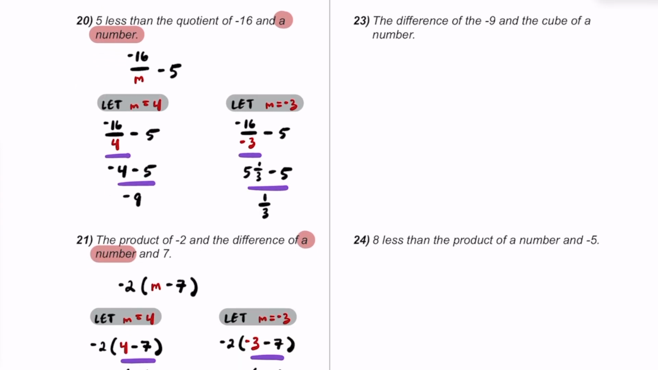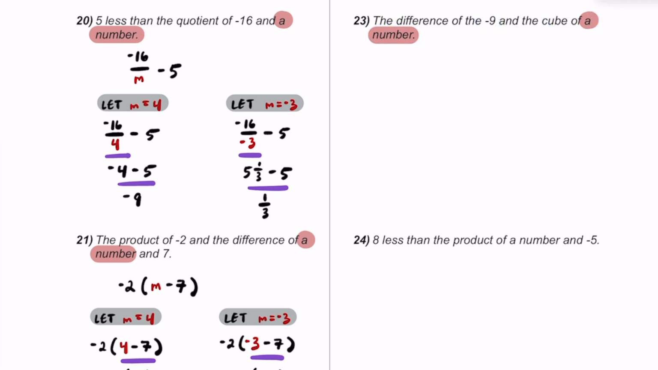For 23 here, let's go ahead and find the difference of the negative 9 and the cube of a number. I guess technically the word the doesn't need to be here, so if that's confusing, sorry, but you can just ignore that. So it's a difference of the negative 9 and the cube of a number. So where is the a number? That's going to be at the end here. So it's the difference of this negative 9 and the cube of a number. So difference means we're subtracting. What two things are we subtracting? We're subtracting negative 9 and the cube of the number here.